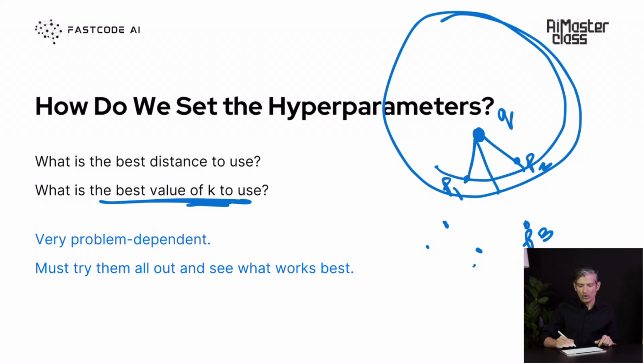What is the best value of our learning rate lambda? What is the best value of the number of layers? What is the best value of this k when we are doing k nearest neighbor, right? And the answer is that it is very problem dependent, and we must try out all and see what works best. But try out where, right? Let's say we have tried k equals 2, 3, 4, 5, but then where do we try to see that it works best?